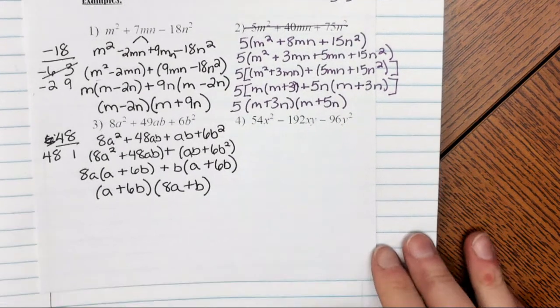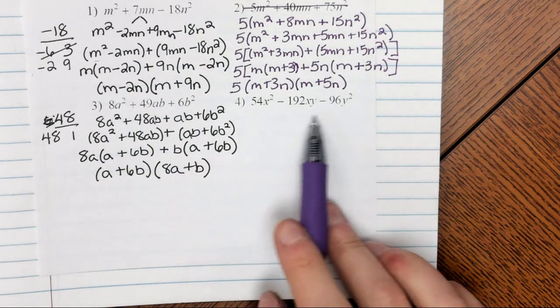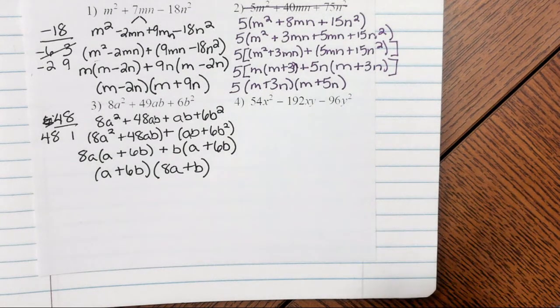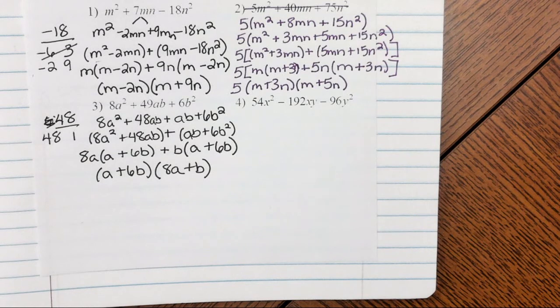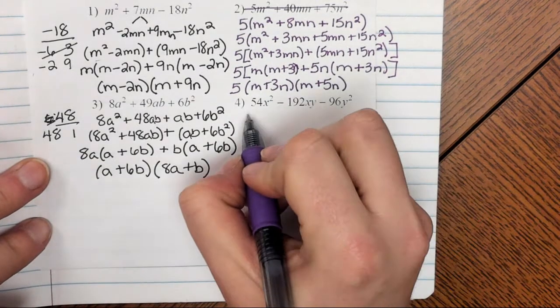For the last example, I'm going to scoot down just a little bit. All right, so I look here to see if I have a GCF, and in this case I do, and I believe that it is 9. Let me just grab my calculator. All right, so 54 divided by 9 is going to give me 6. 192 divided by 9. Oh, nope, that doesn't work. Let's try 6. 192 divided by 6. So I'm going to have a GCF of 6.